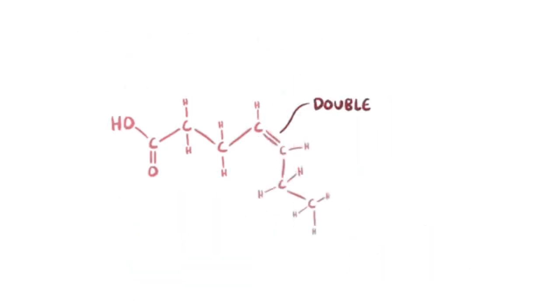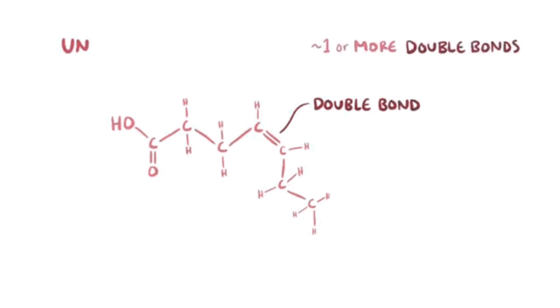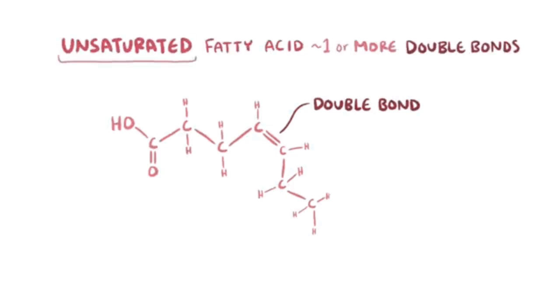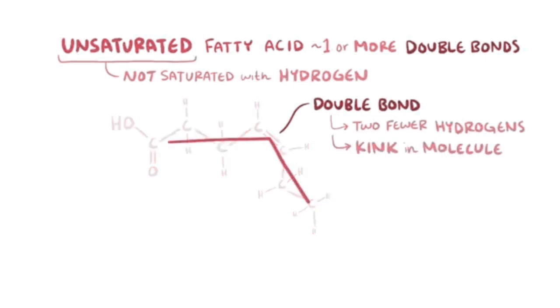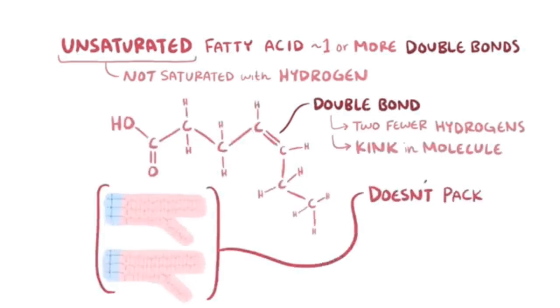Carbons can also have double bonds between them though, and when a fatty acid has one or more double bonds, it's called an unsaturated fatty acid, because it's not saturated with hydrogen atoms. For every double bond, there are 2 fewer hydrogen atoms. Also, a double bond causes a kink in the molecule, so the triglycerides don't pack together as nicely as saturated fats. As a result, unsaturated fats are usually liquid at room temperature.